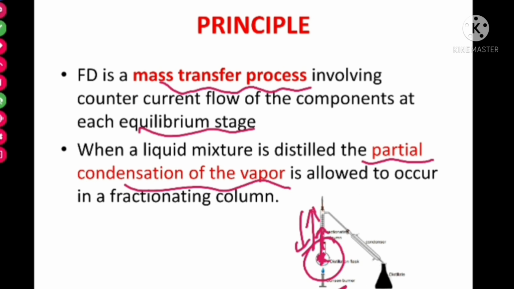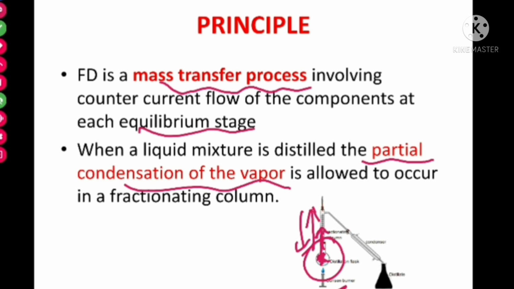The condensed vapor, that means our liquid, returns back to the still. The distillation flask contains boiling liquid, so it again and again produces vapors. That freshly produced vapor again enters into our fractionating column, where partial condensation occurs and the condensed liquid returns back to the still.